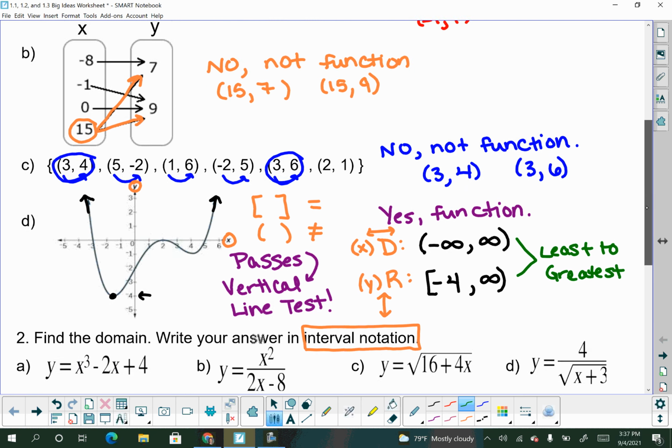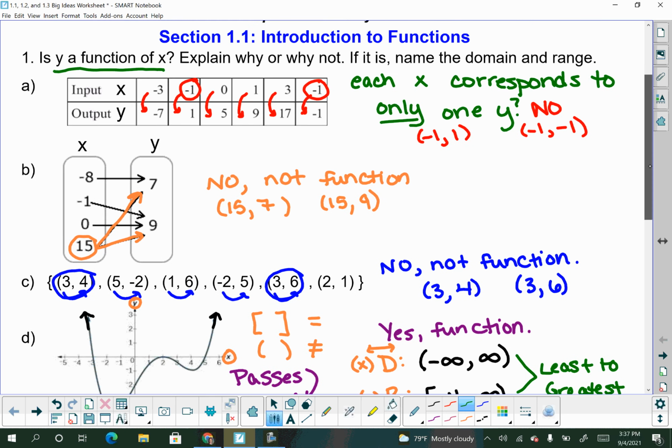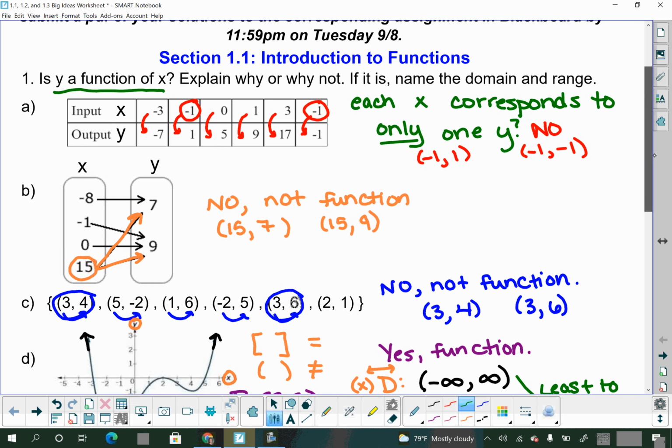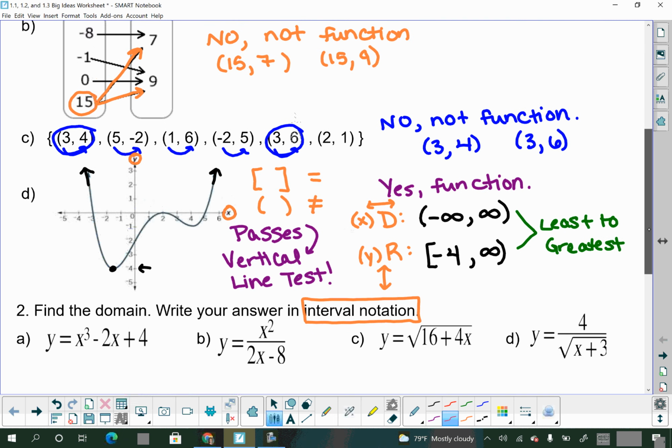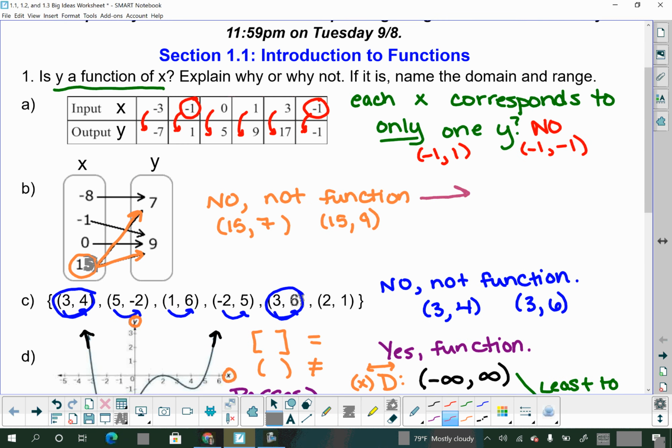Okay. One thing I do want to mention up here, if we did have a function and we wanted to list domain and range, I'm going to go ahead and do that just in the correspondence diagram problem in B, even though it's not a function, so you can see what one of those looks like.